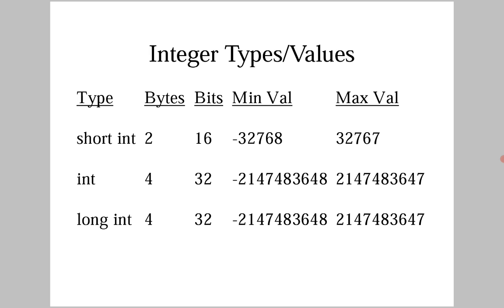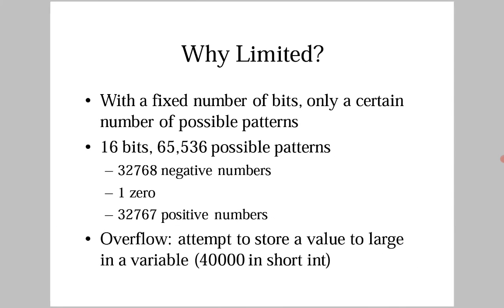Int data type occupies 4 bytes. 4 bytes means 4 into 8, 32 bits. So the range of integer data type is minus 2147483648, like that, to plus. Next is long int. Long int is also 4 bytes. It occupies 4 bytes, meaning 32 bits, from minus 214 to plus 214.